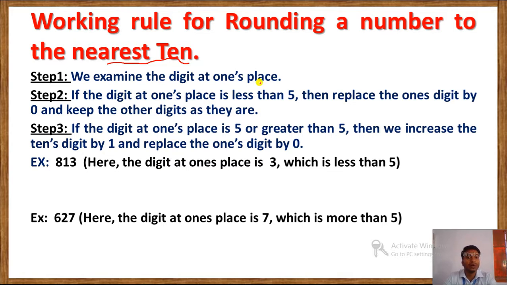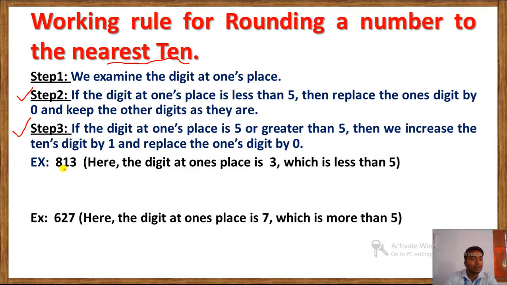Step number 2, if the digit at ones place is less than 5, then replace the ones digit by 0 and keep the other digits as they are. Step number 3, if the digit at ones place is 5 or greater than 5, then we increase the tens digit by 1 and replace the ones digit by 0. So we have two conditions here. If the ones digit is less than 5, we follow one step, otherwise we follow the other.